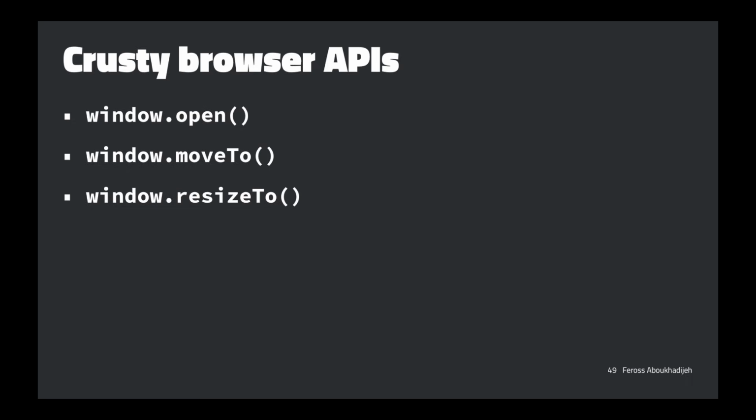Does anyone know what these APIs do? They're kind of obvious based on the names, but somebody want to say what does window.open do? Yeah? It opens a brand new window with the desired URL. Yeah, right. So it's basically a pop-up. That's the pop-up API. You can blame pop-ups on that. And then moveTo and resizeTo are also kind of self-explanatory. They let you move a window around and resize a window. You might think in 2019 a browser should not be able to do this anymore. But you'd be wrong. A browser can.